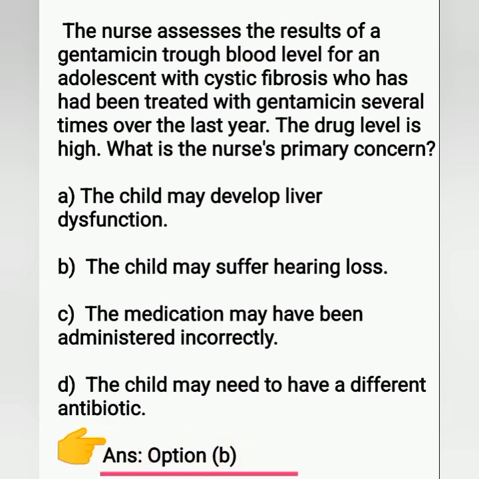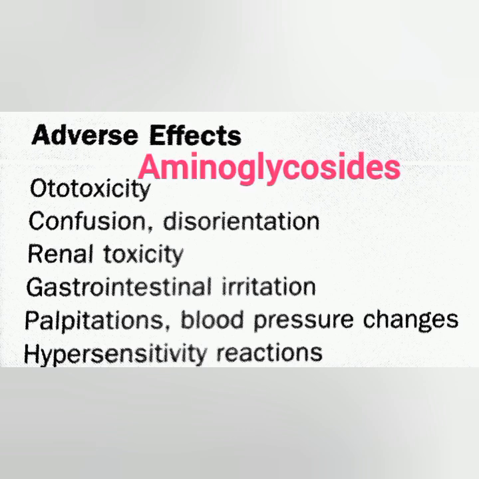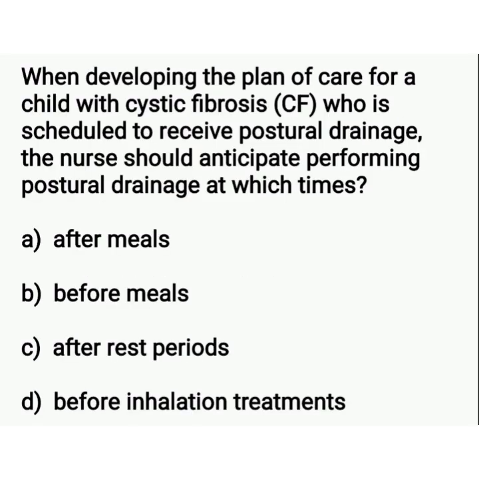As we already discussed in the previous question, the main adverse effect of aminoglycosides is ototoxicity. The other system-wise side effects will occur, like renal toxicity, gastrointestinal irritation, blood pressure changes, hypersensitivity reaction, but the main side effect is ototoxicity, which affects the functions of the ear. So the child may suffer from hearing loss. Move on to the next question.